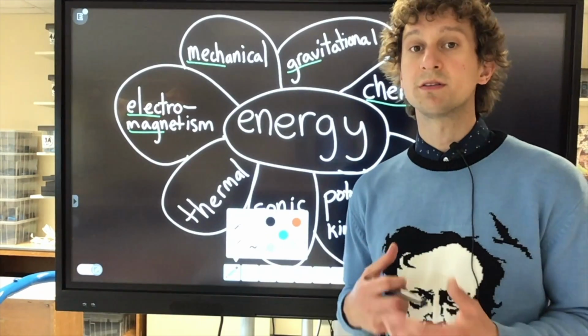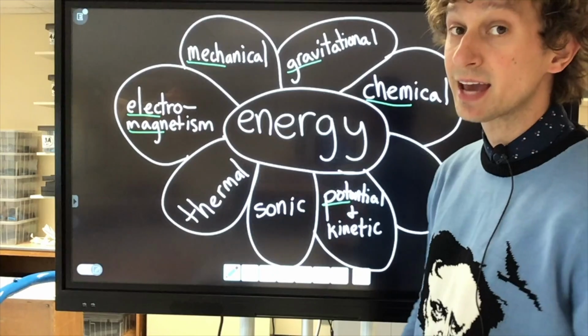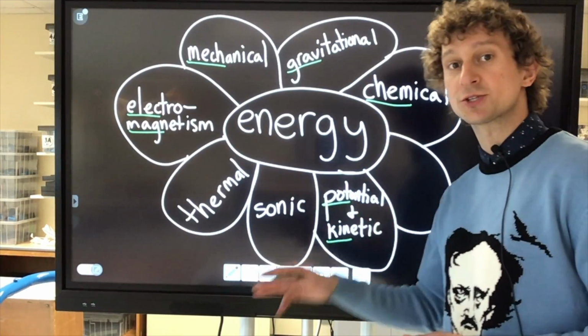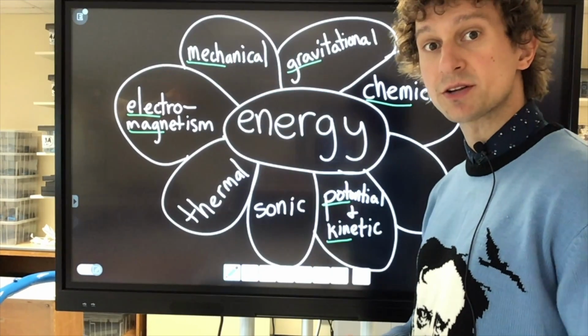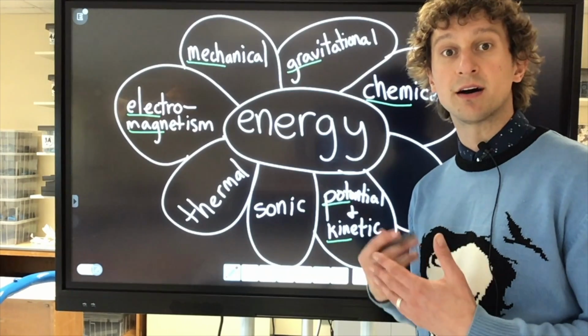We're going to shorten potential and kinetic to POT and KIN if you're shortening. POT for potential, the energy something has based on its location, and kinetic, KIN, for the energy of motion.